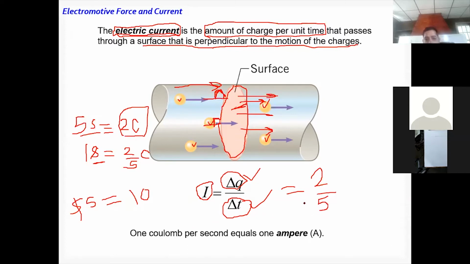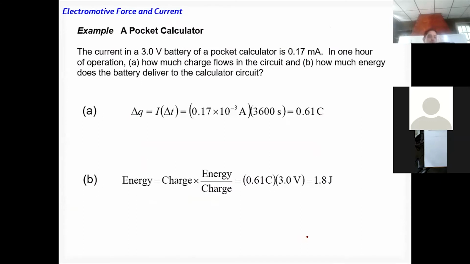Then what is the unit of current? Charge is coulomb and time is second, right? Coulomb per second. In other words, coulomb per second is also called ampere. There's another name given to coulomb per second. That's called ampere. Okay, let's do one problem here. The current in the 3-volt battery of a pocket calculator is 0.17 milliamp. M is milli, okay? In 1 hour of operation, how much charge flows in the circuit?